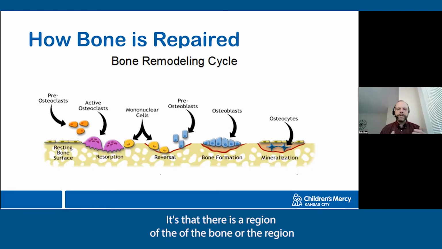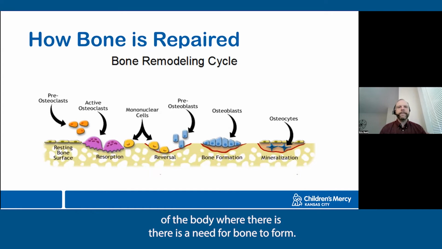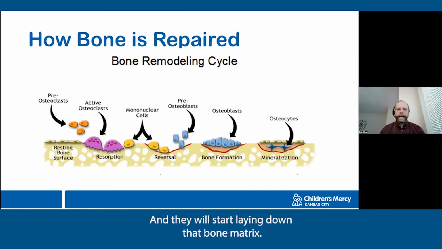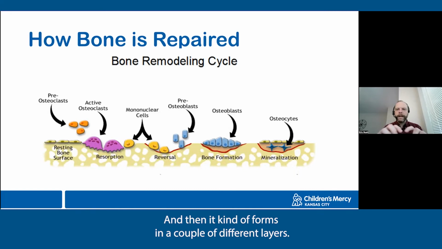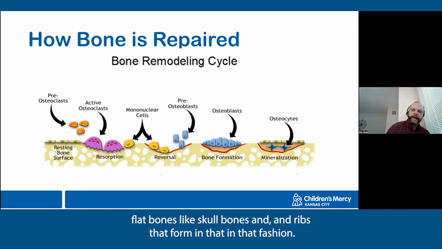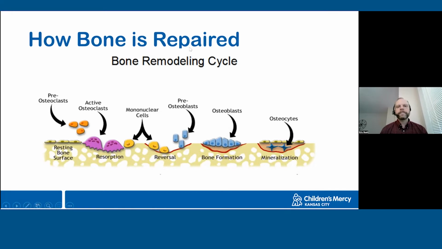It's that there is a region of the body where there is a need for bone to form, and then stem cells that will eventually differentiate into osteoblasts are recruited to the region, and they will start laying down that bone matrix, and then it forms in a couple of different layers, and then you eventually will have these bones formed. These are generally flat bones like skull bones and ribs that form in that fashion.